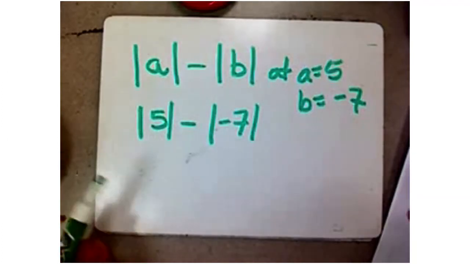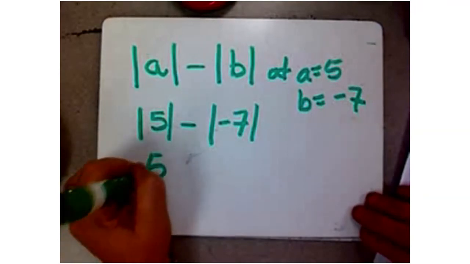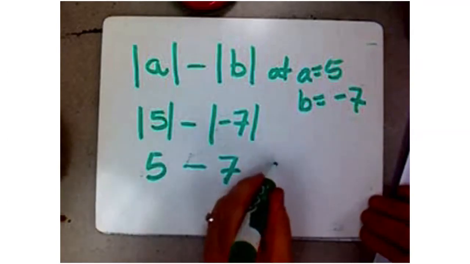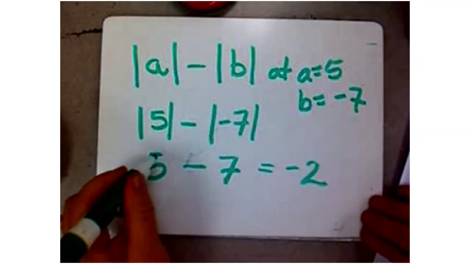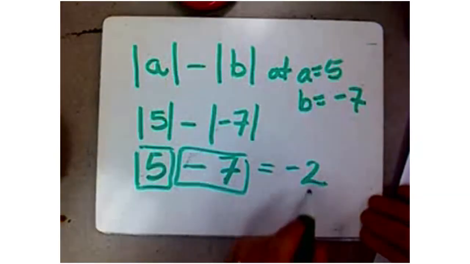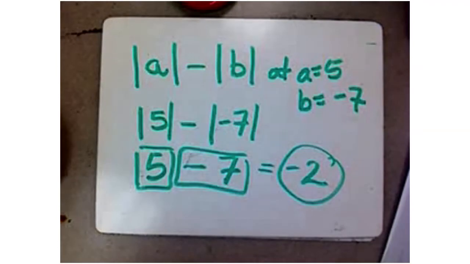So then answer the absolute value. That's like a grouping symbol or an exponent. We want to answer it. What is the absolute value of 5? 5. What is the absolute value of negative 7? 7. So we have 5 minus 7, which is actually negative 2, isn't it? It's a positive 5 and a negative 7, so we get a negative 2 for our final answer. If you follow along in the book, that's what you should see for your answer there.